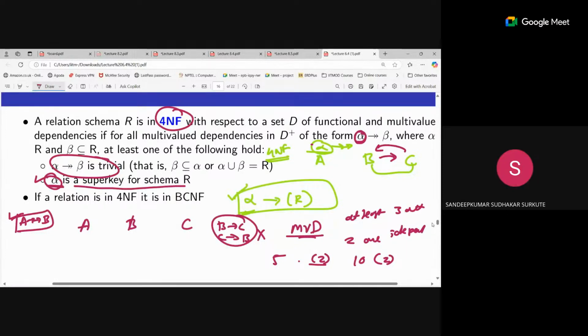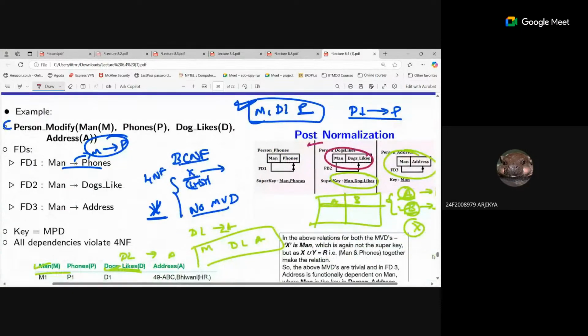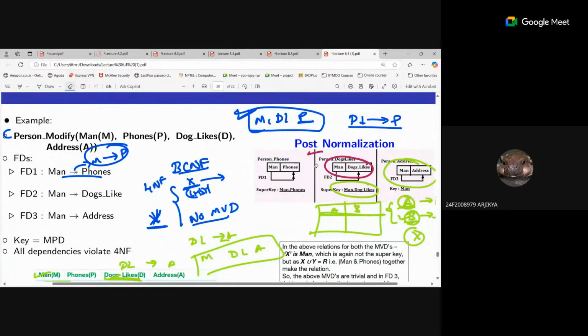Sir, I am not convinced. You forgot my point. After the decomposition, that is in 4NF. These three tables are in 4NF. That's what I'm saying. And we have to check whether these are in 4NF. First condition is alpha, man multi-determines phone. That is alpha multi-determines beta. Second one is man determines gamma. That is man determines address. Both are satisfied. That's why it is in 4NF.